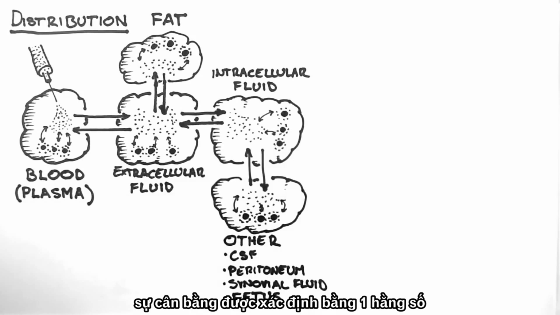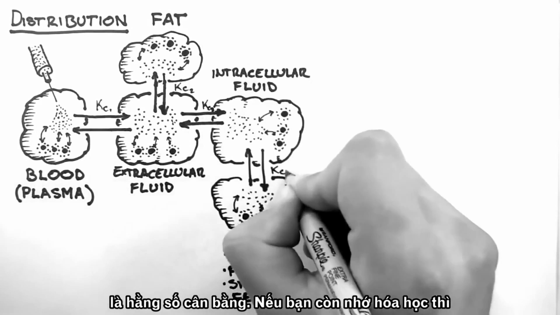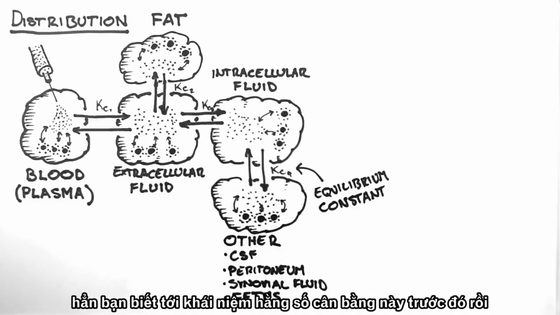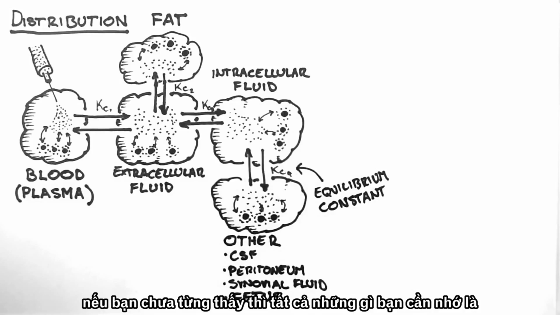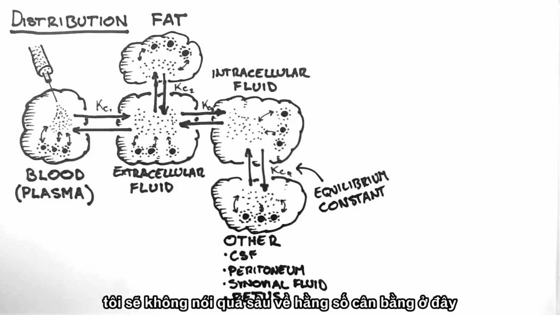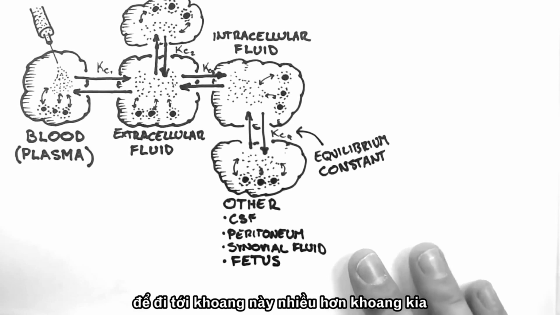The balance between each compartment is determined by a number of factors, and this is best represented using an equilibrium constant. If you've ever done much chemistry, then you'll have definitely seen equilibrium constants before. But if you haven't, then all you need to know is that they are a number which shows whether the balance is in the forward direction or in the back direction. I'm not going to discuss equilibrium constants further here, but I am going to talk about the factors that affect whether drugs would prefer to move into one compartment versus another.